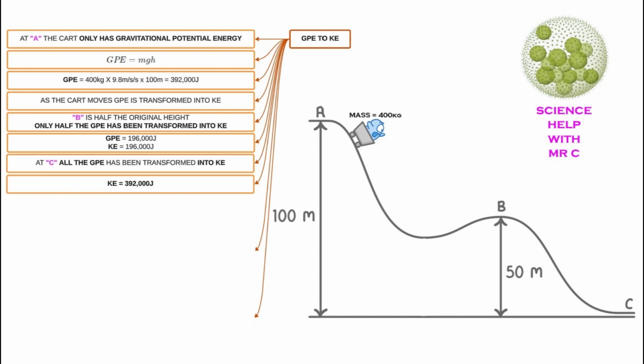And as the cart goes away from B and falls down the last bit of the hill to C, all of the GPE has been converted into KE. So the kinetic energy is 392,000 joules.